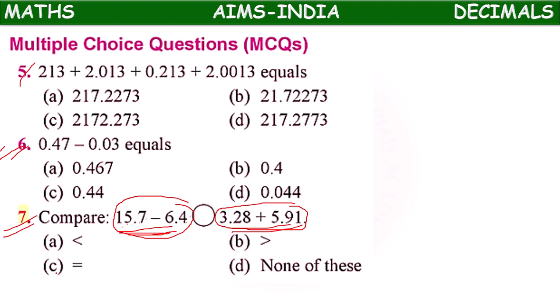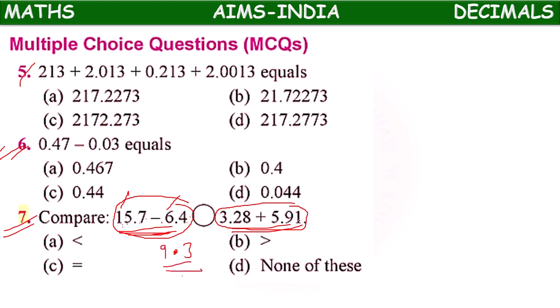7 minus 4, 3. Point. Here whole number part 15, here whole number part 6. Directly we can remove. 15 minus 6, 9. So this value is 9.3.